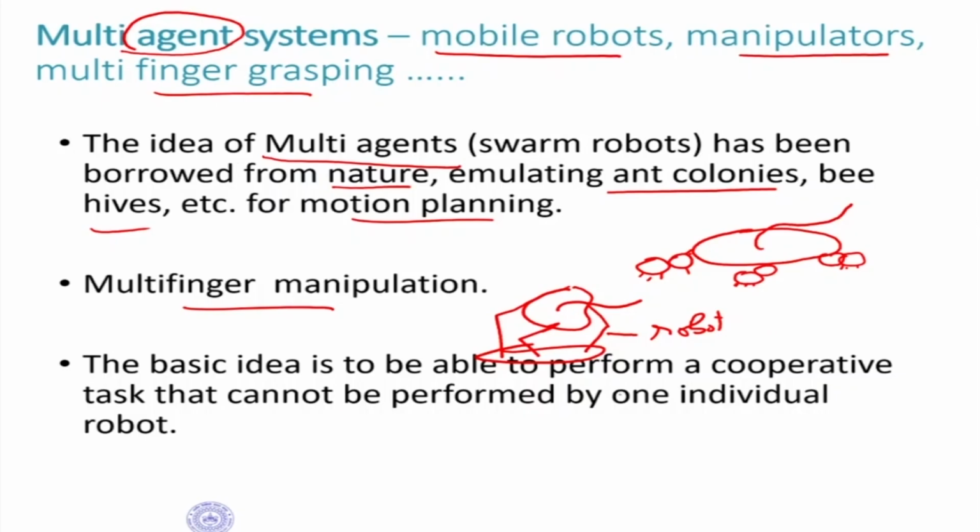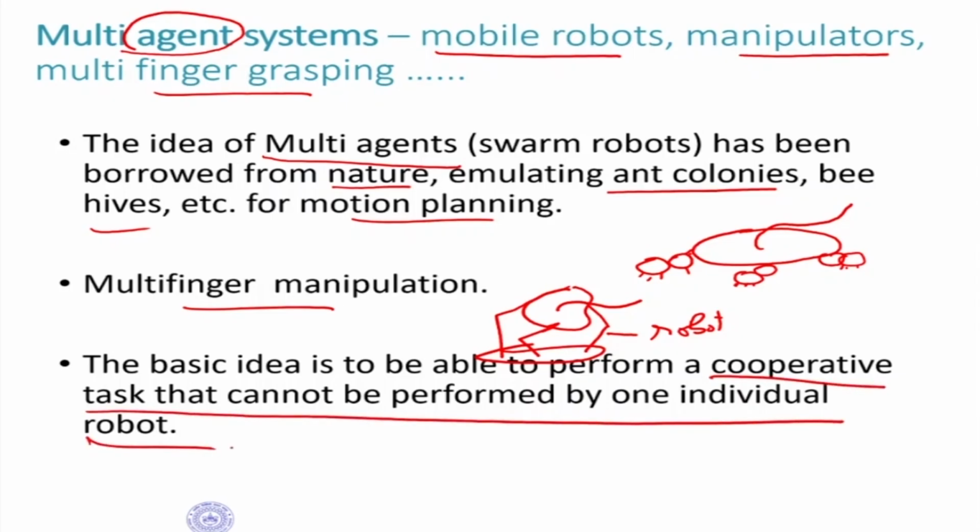Now the basic idea is to be able to perform a cooperative task that cannot be performed by one individual robot. So in each of these cases, like the case of these ants, one ant is too small to carry this big object and push it somewhere. So that is why there are multiple ants which are doing the task. So this is the fundamental idea in multi-agent systems where there is cooperation in performing a particular task together.